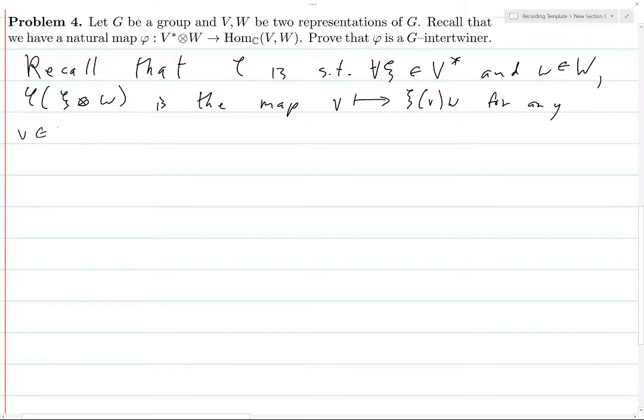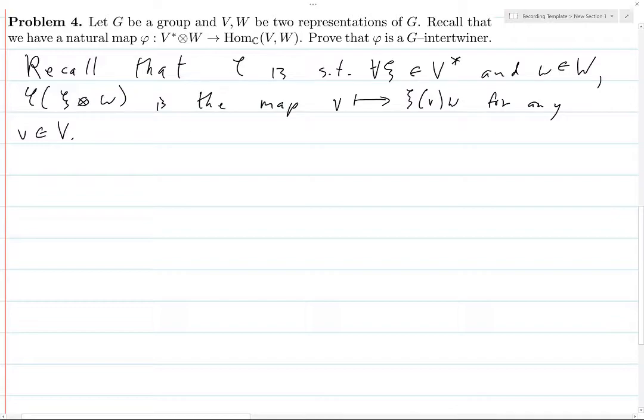So remember, v is a vector in V, and xi sends v into C because it's in V dual. And so this part is just a constant, and we're multiplying it by w. And so, of course, this is going to be a map from V into W, and it's going to be linear. You can check that. And so it's in Hom C VW.